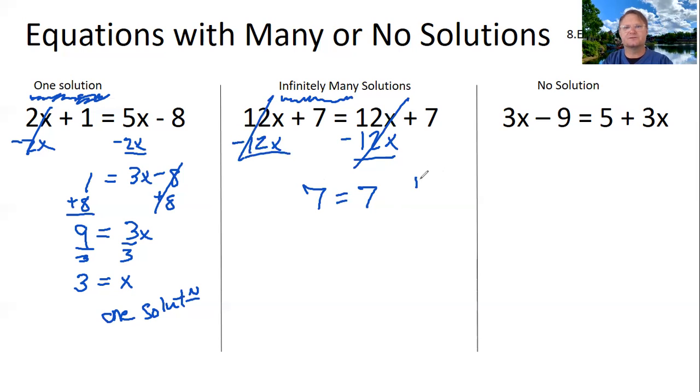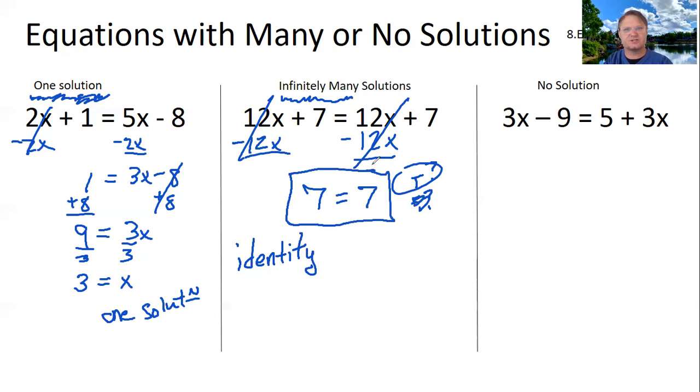And I need you to ask yourself, is this true or is this false? Does 7 equal 7? That is true. So that means that this type of an equation has infinitely many solutions. Okay? Another word for this often is called identity. Okay? So whenever you are left with the variable terms canceling and you have a true statement, that means you have an identity or you have an infinite number of solutions. Okay? That's the second option.